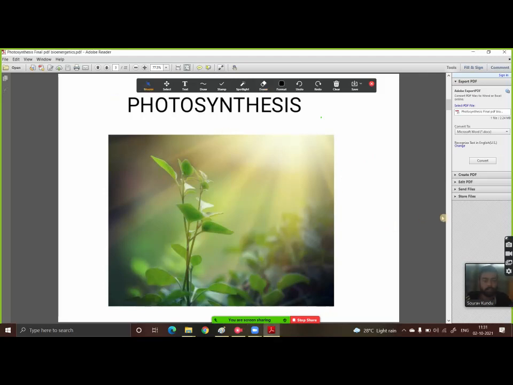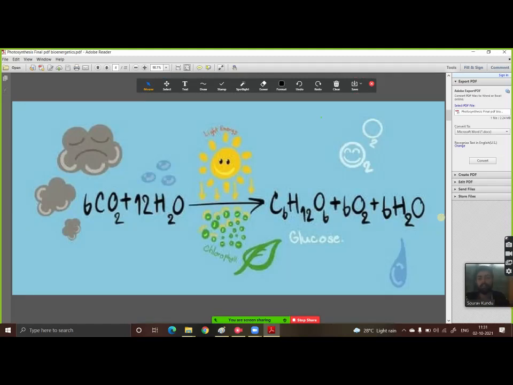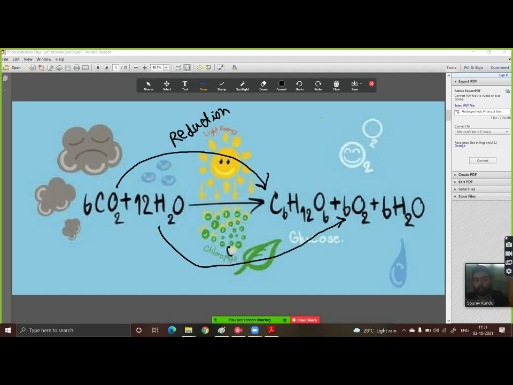If we come to the next slide, this is the total reaction of photosynthesis that we have described. We discussed that whenever carbon dioxide is converted, reduction occurs, and whenever the water molecule is converted into oxygen, oxidation occurs. It is asked in examinations.